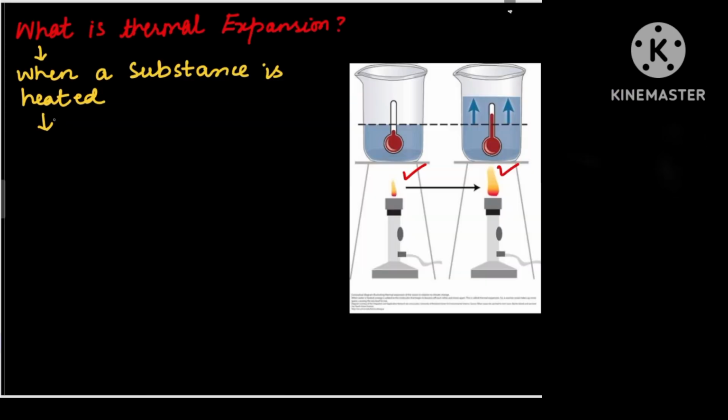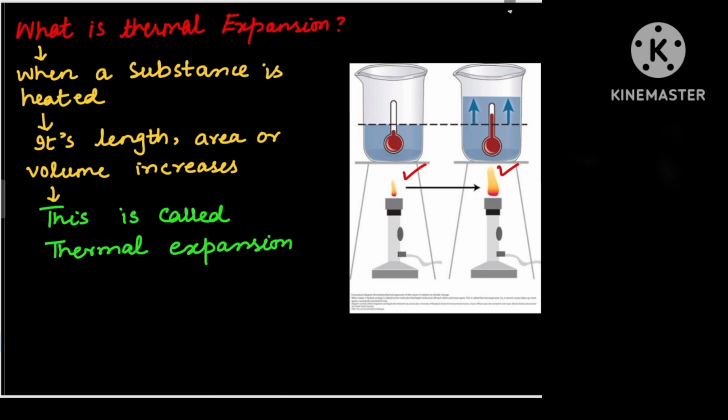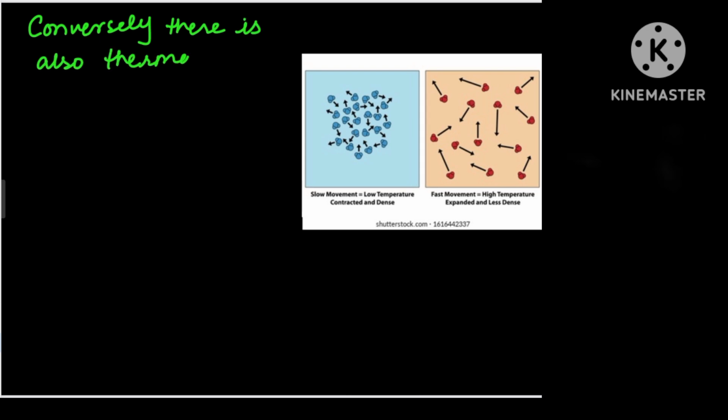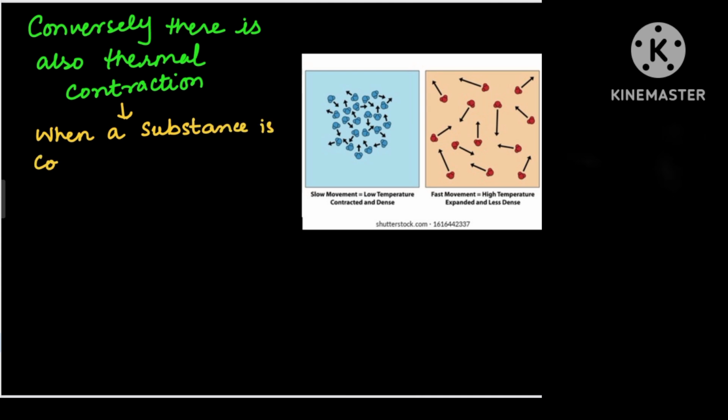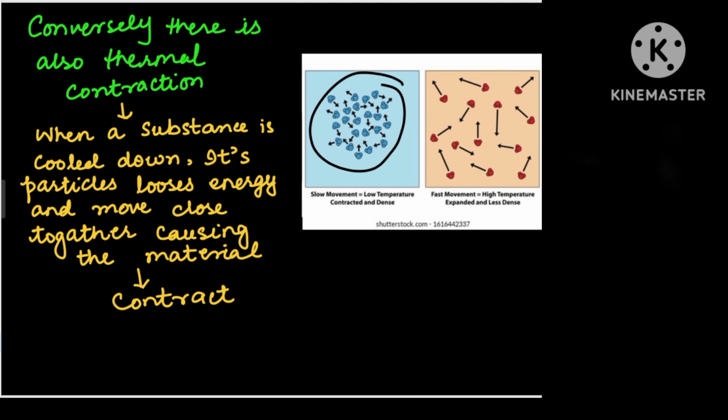What is thermal expansion? When a substance is heated, its particles gain kinetic energy and move vigorously and spread more, causing change in length, area, or volume of the substance. This is called thermal expansion. Conversely, there's also thermal contraction of matter. When a substance is cooled, its particles lose kinetic energy and move closer together, causing the material to contract. This is termed as thermal contraction.